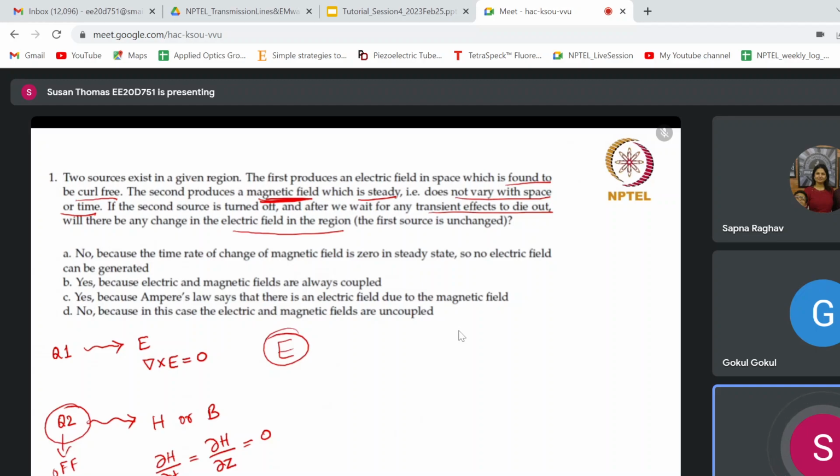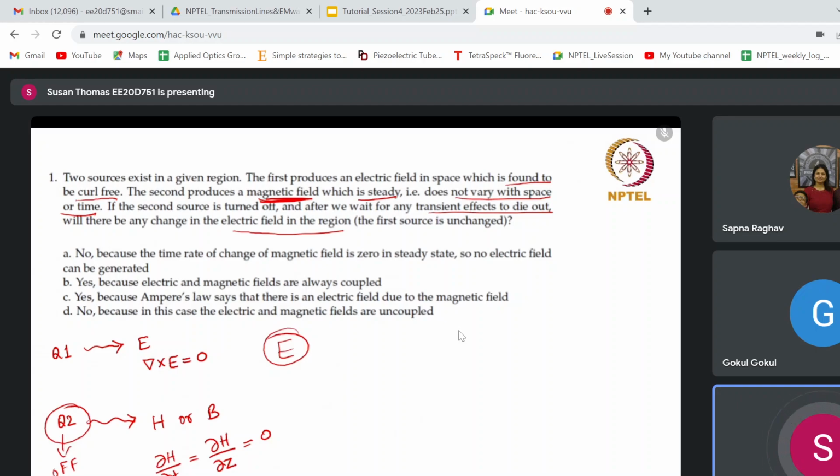Okay, let me go through the options once. No, because the time rate of change of magnetic field is zero in steady state. So no electric field can be generated. Okay, so here it says that the magnetic field is zero in steady state, so no electric field can be generated. So if the magnetic field is zero in steady state, there cannot be any electric field.